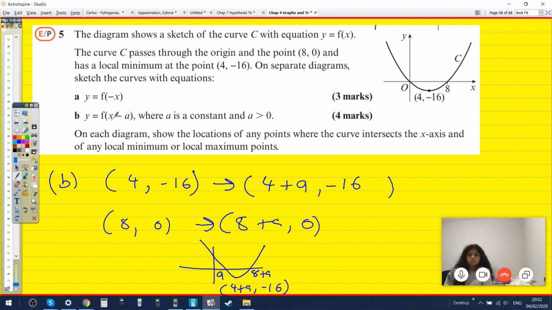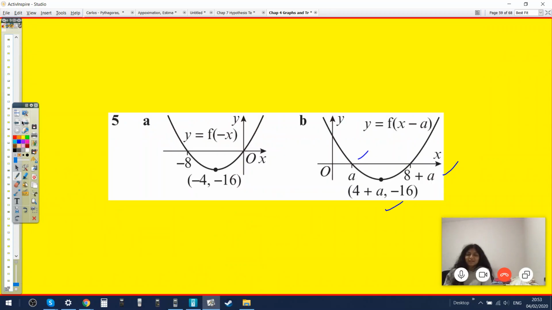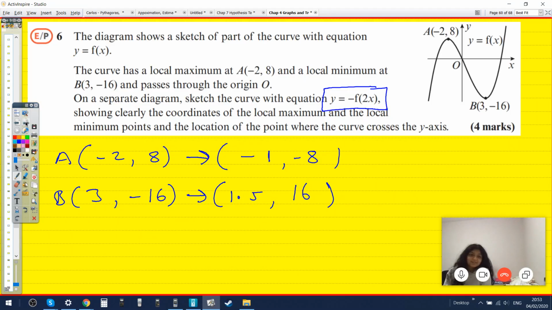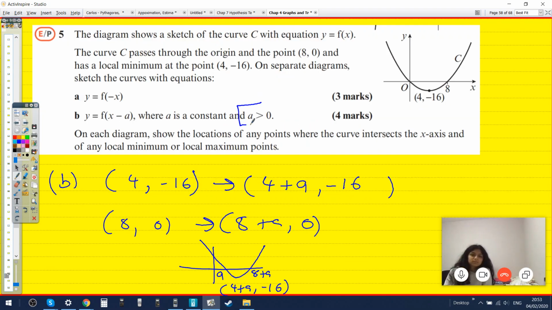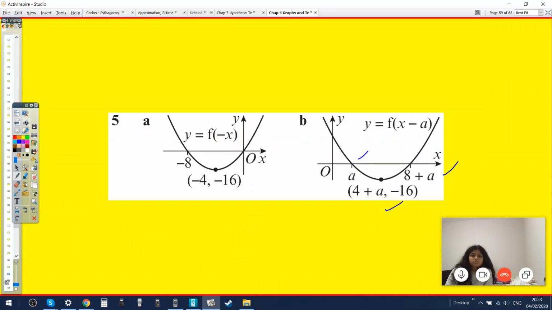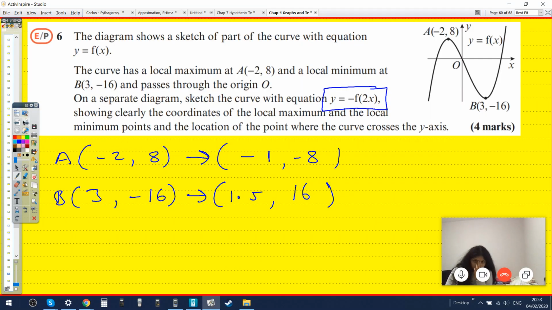Algebraically, so if it was x minus a, add a to all the x coordinates. 4 plus a, 8 plus a. And I suppose the only reason why they said a is greater than 0 is so that we wouldn't move it to the left, because then you'd get minus minus, so it'd be plus, and so it would go to the left. They wanted to show that you'd know it would go to the right.